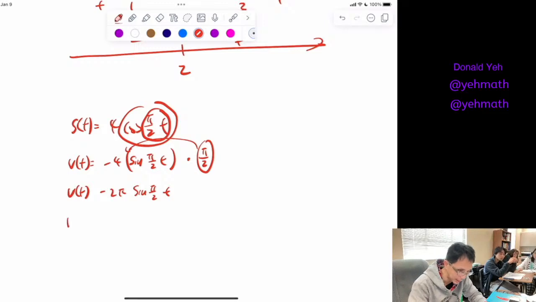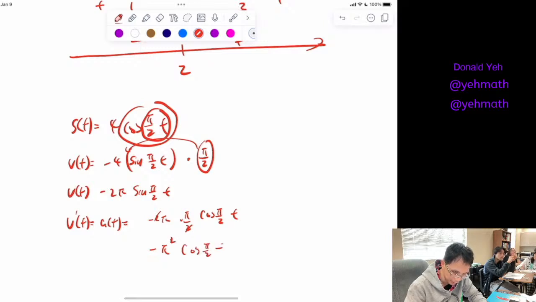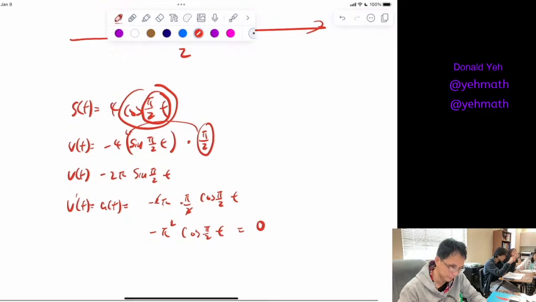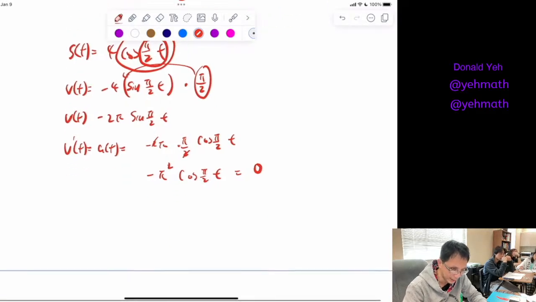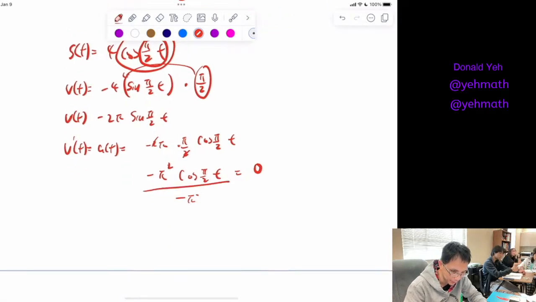Now I'm going to take another derivative. v prime of t is equal to a of t. It's going to be negative 2 pi times cosine of pi over 2 t times pi over 2. So the 2s cancel out, negative pi. Wait, it's going to be pi squared, right? Negative pi squared times cosine of pi over 2 t equals 0. Now I can get rid of negative pi squared on both sides.